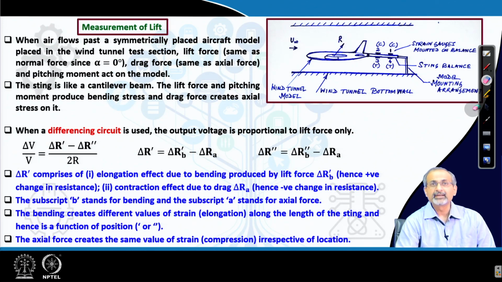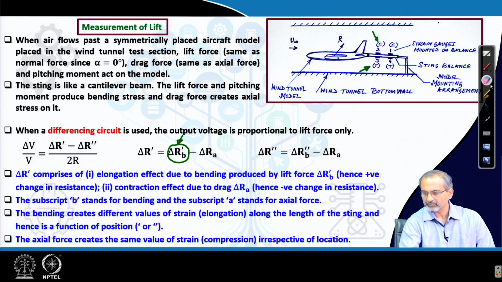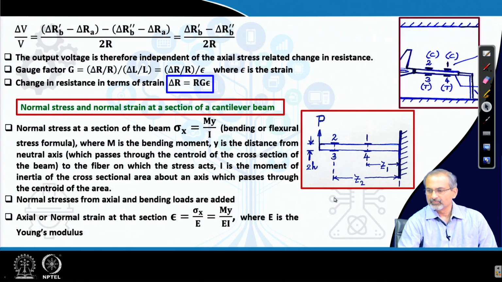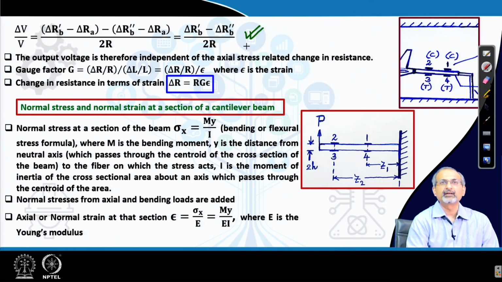Remember that when it is applied to an element which is under tension, then this bending part leads to an increase in resistance, while if it is a compressive element, then the same term will be accounted as a negative term, because the resistance decreases under compression. We do the calculations here, and we find out that the delta R A cancels out. So, the output voltage is independent of axial stress.